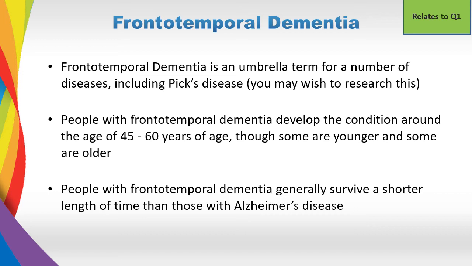People with frontotemporal dementia develop the condition a lot younger, so they're around 45 to 60 years on average. Some are younger, some are older. People with frontotemporal dementia generally survive a shorter time than those with Alzheimer's, so it's hitting people when they're a lot younger and they are dying quicker.